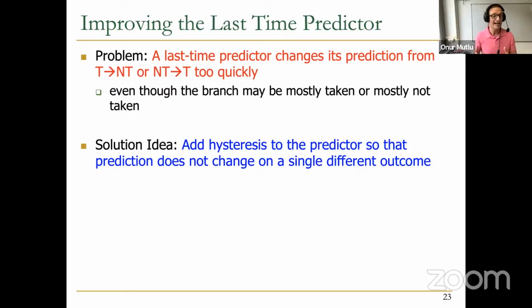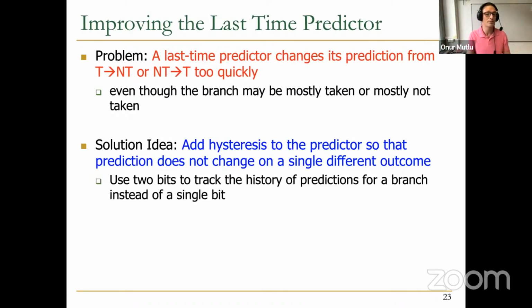And if the evidence points that the branch is actually going to change behavior, then you change the prediction also. So you move a little bit slowly. You don't change your mind very quickly. And the idea is to use 2 bits to track the history of prediction for a branch instead of a single bit. So I'm going to talk about this, but let me give you an analogy.